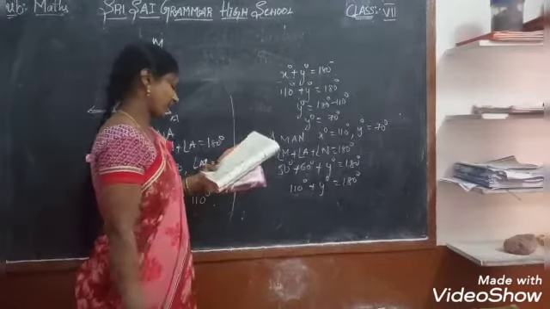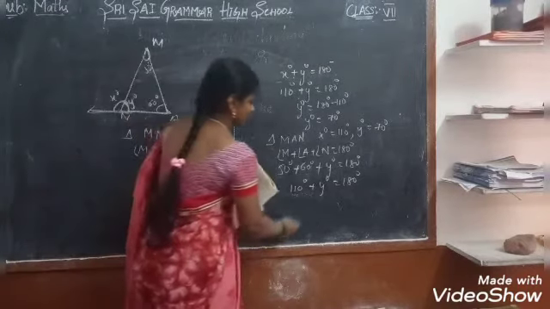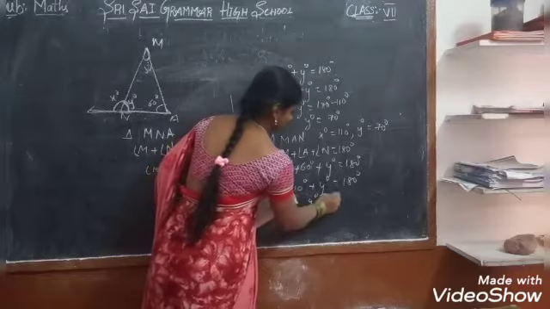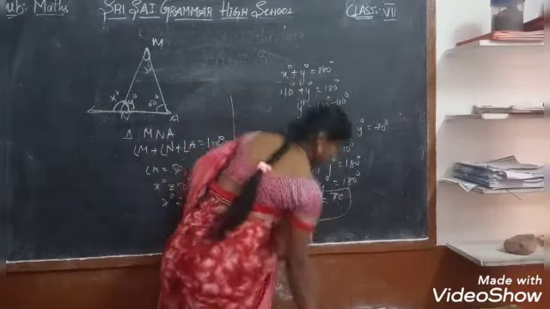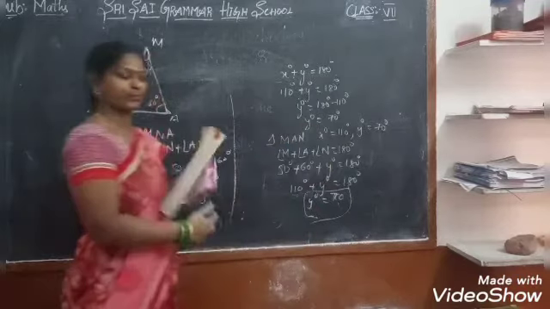Now y degrees is equal to 70 degrees. Y degrees is equal to 70 degrees. Understood?